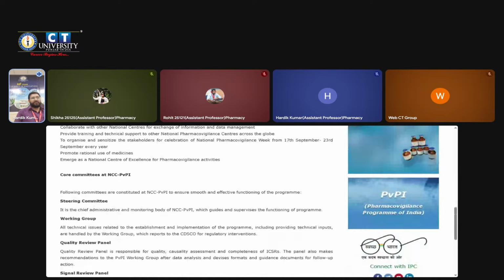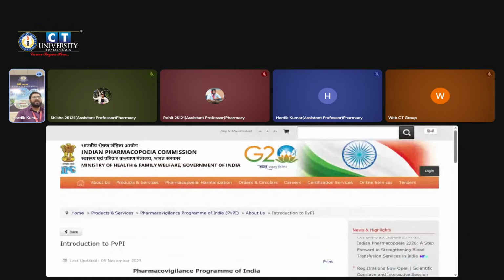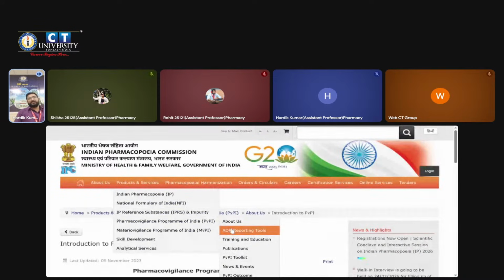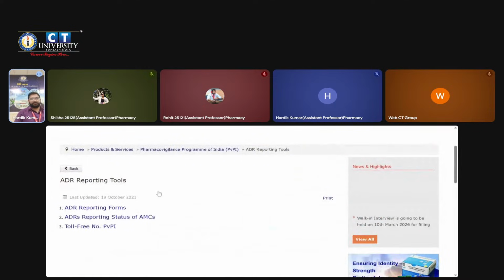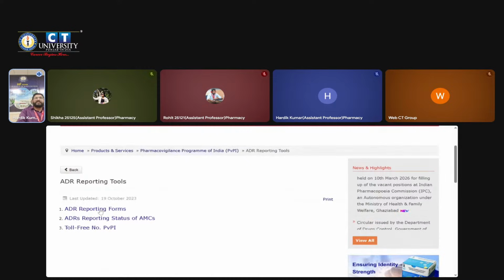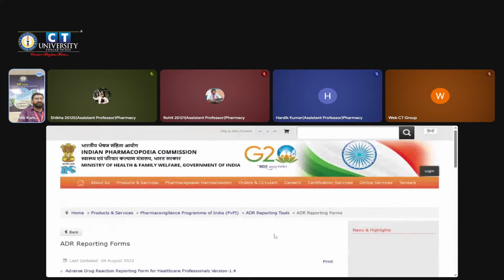What does the Indian Pharmacopoeia Commission do? Through the PVPI program, they collect ADRs from the market or from the small AMC sectors that have already been established in the field. There is a landline number available for reporting ADRs. And if we want to check the ADR reporting forms, these are the ADR reporting forms.